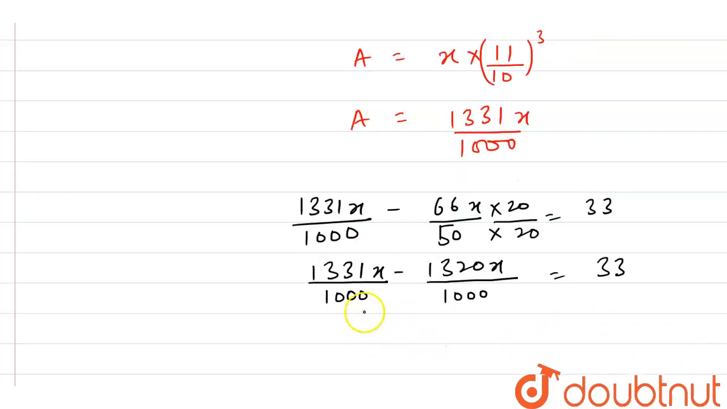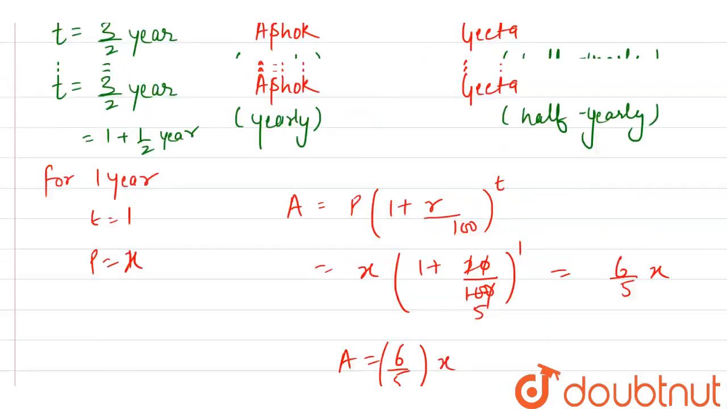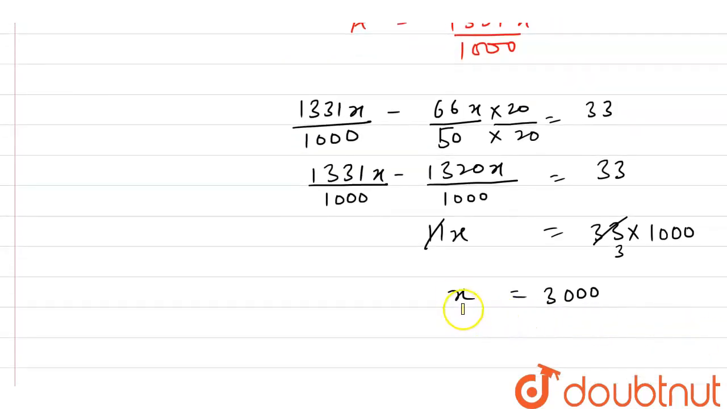Now if we take the LCM and solve, then we can write 1331 minus 1320 is equal to 11 of x, and this equals 33 into 1000, right? So from here we can say that x is equal to, here this 11 gets cancelled with this 33 at 3, so it is 3000. The question asks us to calculate the money invested, and as we let at the start of the question, the sum of money is x, or the money that they are investing is x. So we have our answer as x equals 3000 rupees, right? And hence we can say that this is our final answer.